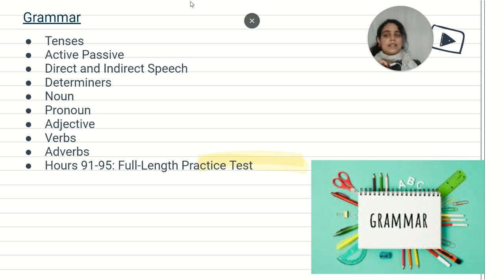And if your tense is clear, definitely active and passive will be also clear, because direct indirect speech, active passive, these two things are directly related to tense. If you don't know about tense, you are going to struggle in active passive and direct and indirect speech. So we are going to cover these things in 2 months.